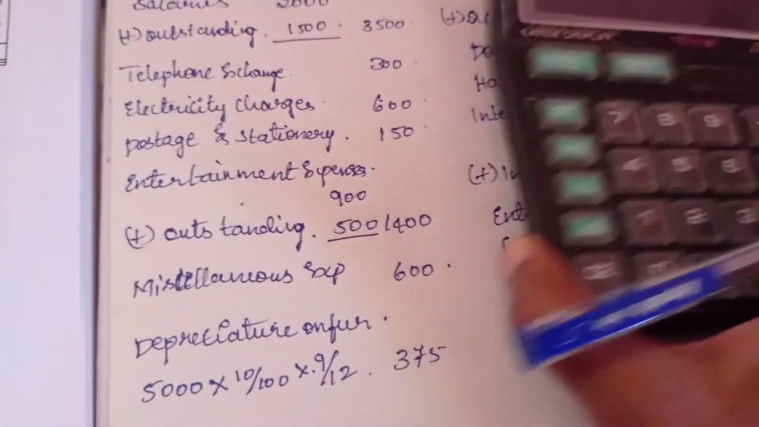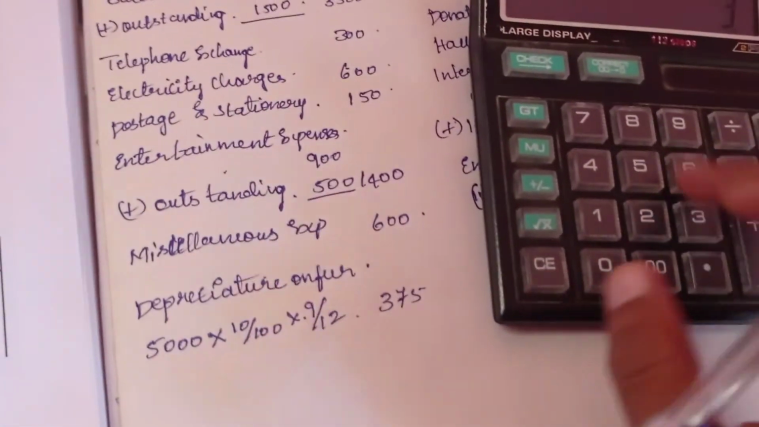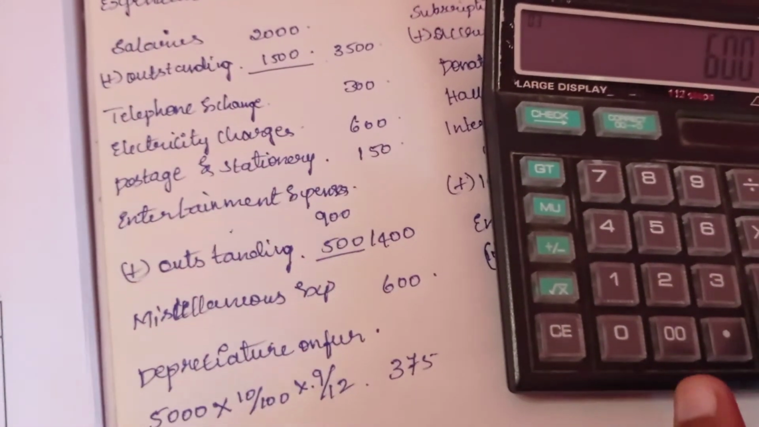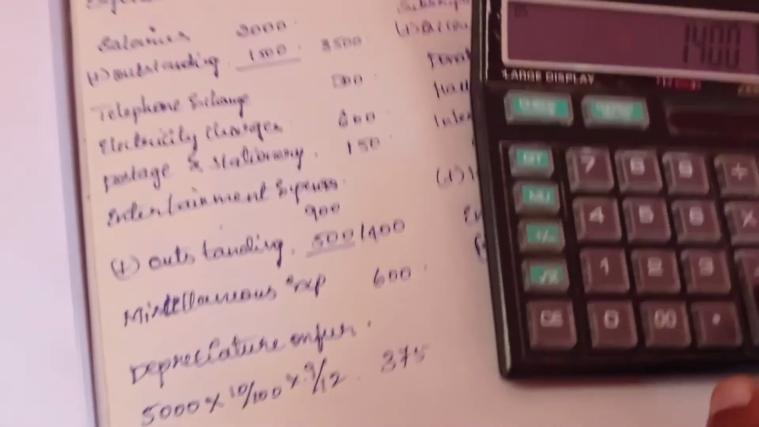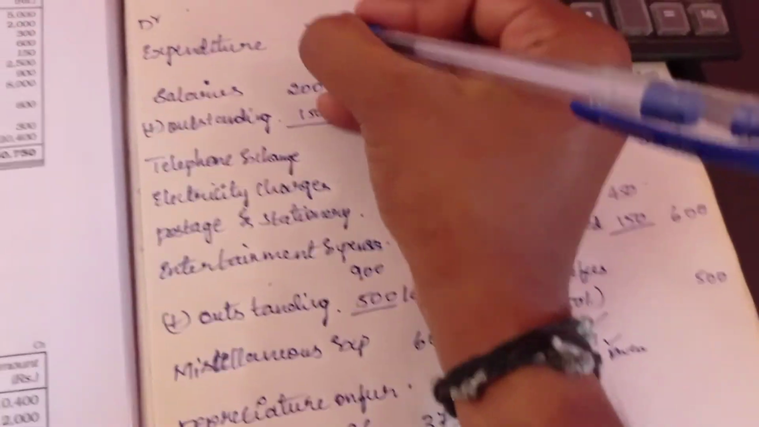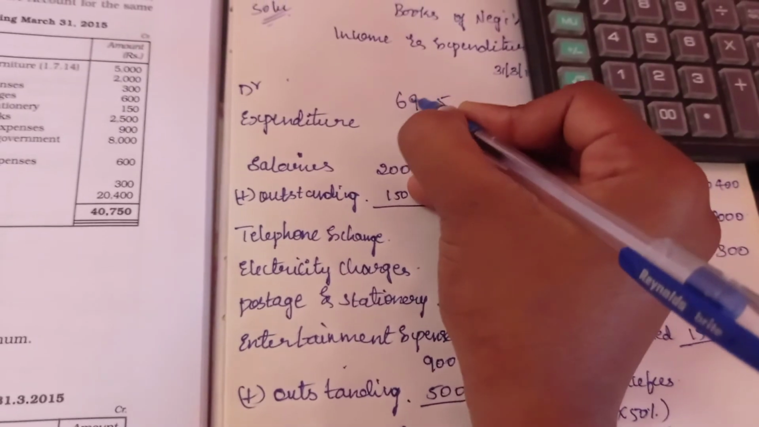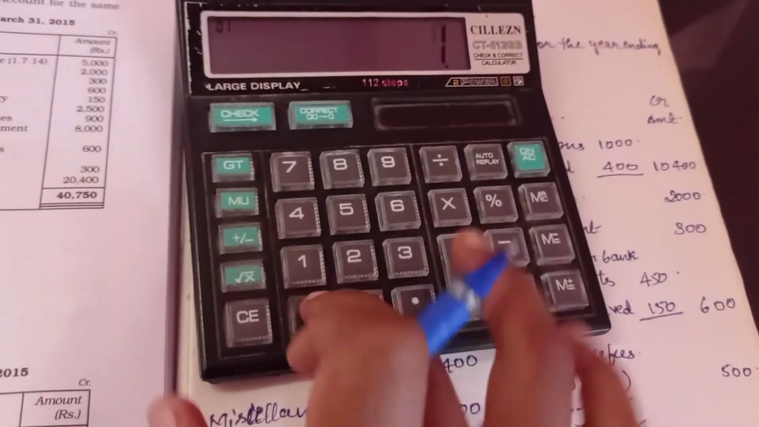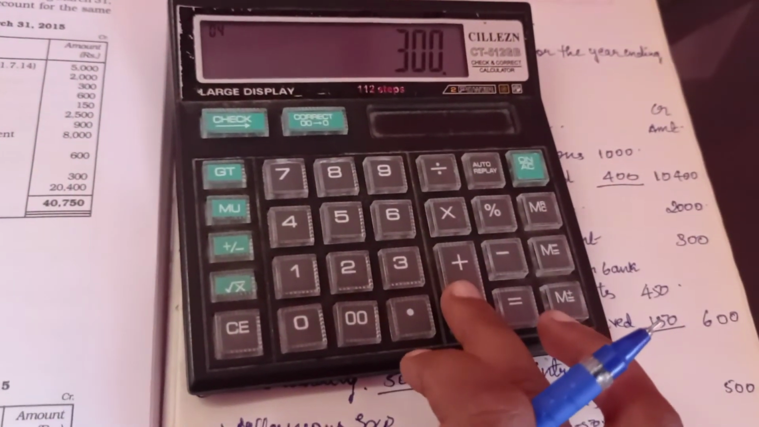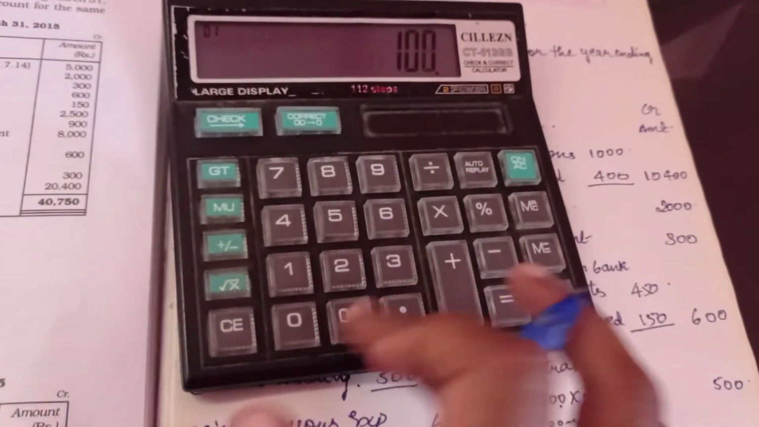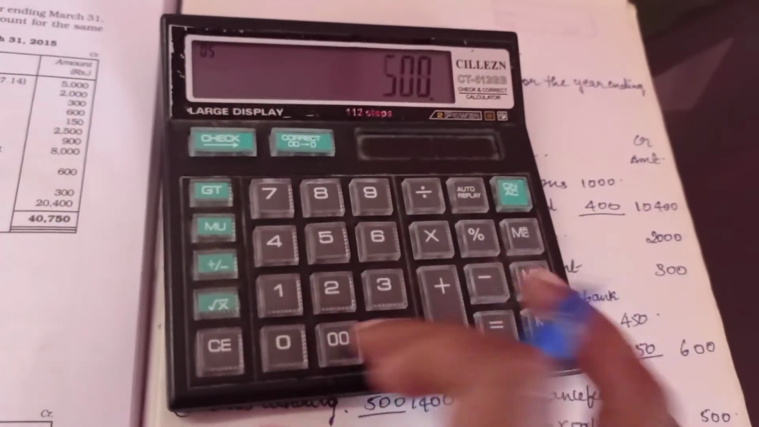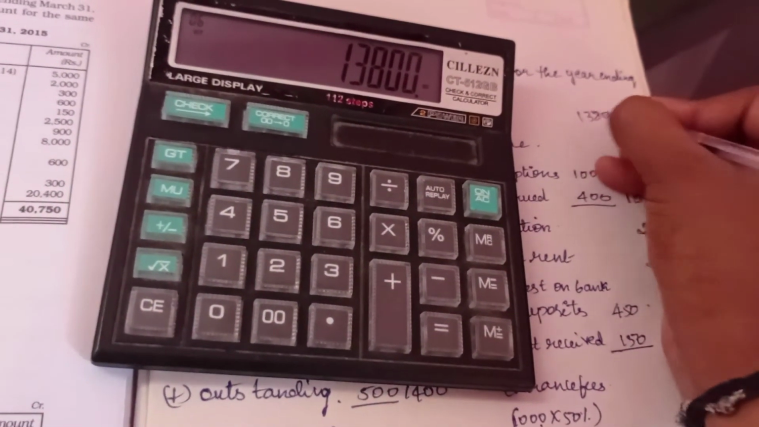Let us see the total now. 3,500, 300, 600, 150, 1,400, 600, 375. It comes to 6,925. Under income, 10,400, 2,300, 600, 500. It comes to 13,800.